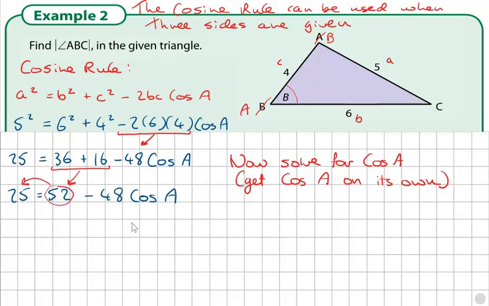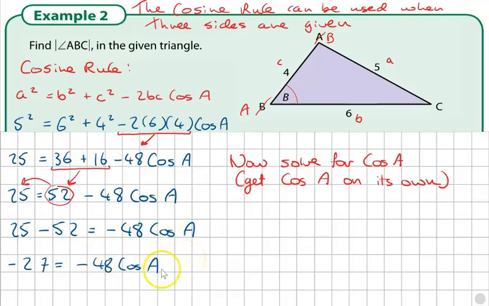So then the 52 comes over the equal sign to become minus 52. And we bring down the minus 48 cos A. And then 25 minus 52 is minus 27. And we bring down the minus 48 cos A. And now we want to get cos A on its own. And minus 48 is stuck onto it. So we have to divide by minus 48 to get the cos A on its own. And if we divide by minus 48 on the right, we must divide by minus 48 on the left.